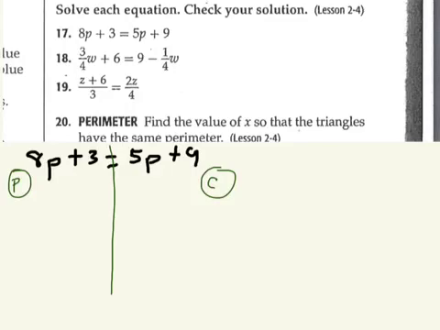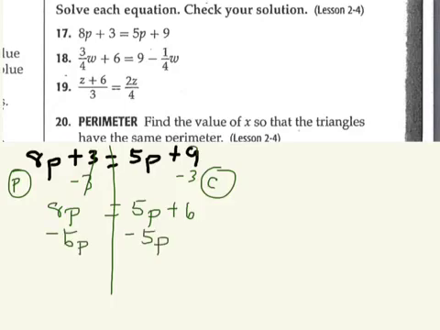On this left side, this 3 doesn't belong, so I'm going to add its opposite and get rid of that. So I'm left with 8p is equal to 5p plus 9 plus a negative 3, that is supposed to be a 9, plus a negative 3 is going to give me a positive 6. The next thing I need is only constants on the right side, so I'm going to get rid of 5p by adding its additive inverse, which is negative 5p. Finally, I'm left with 3p is equal to a positive 6. Therefore, p is equal to 2.